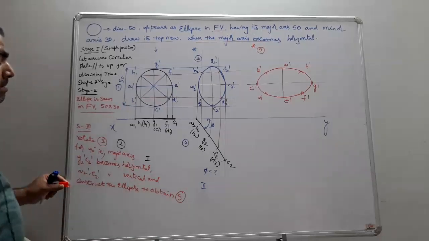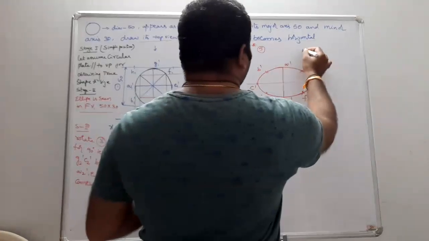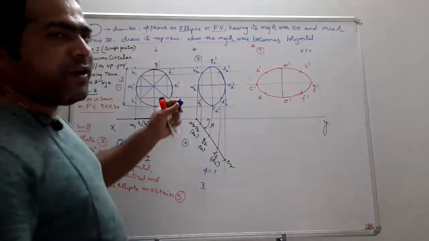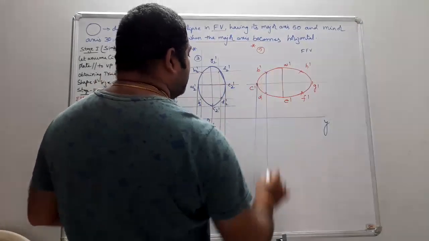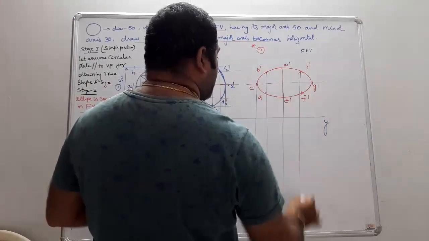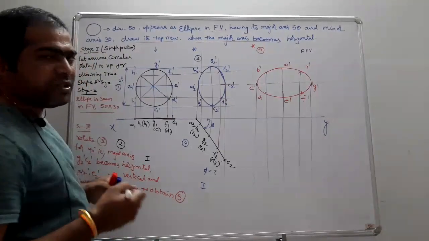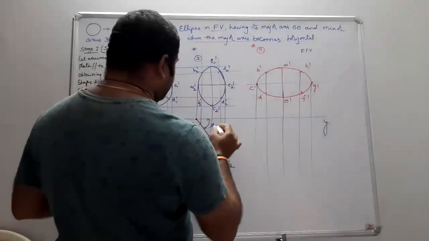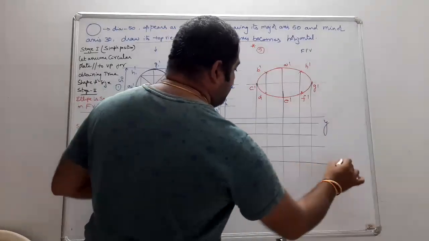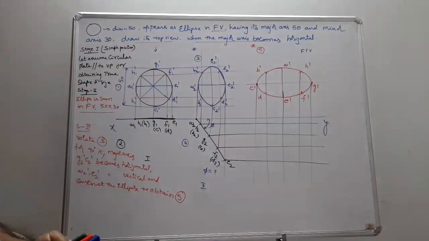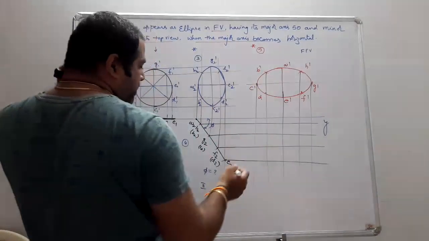To obtain step 5, this is my final front view. So I require my final top view. How can I obtain my final top view? Draw the vertical projectors from here, and draw the horizontal projectors from the previous top view. Once we obtain our horizontal projectors and vertical projectors, they are going to intersect at common points.